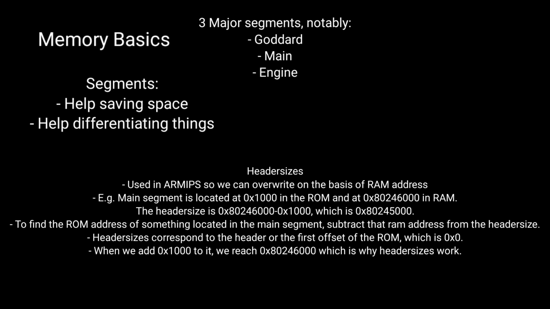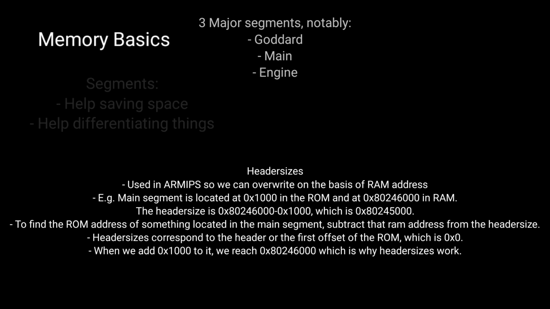0x80246000 minus 0x1000, which is 0x80245000. To find the ROM address of something located in the main segment, subtract that RAM address from the header size. Header sizes correspond to the header or the first offset of the ROM, which is 0, like the full first ROM address. When we add 0x1000 to it, we reach 0x80246000, which is why header sizes work.